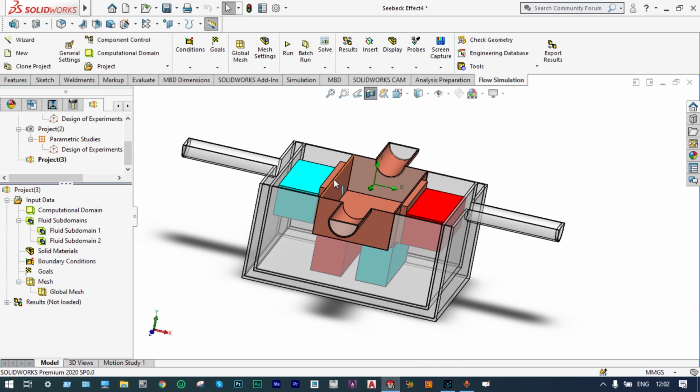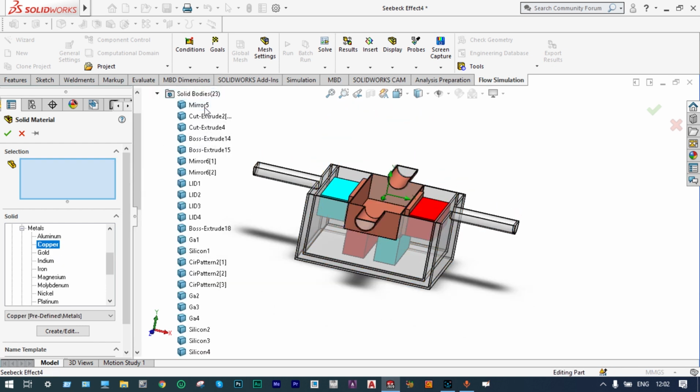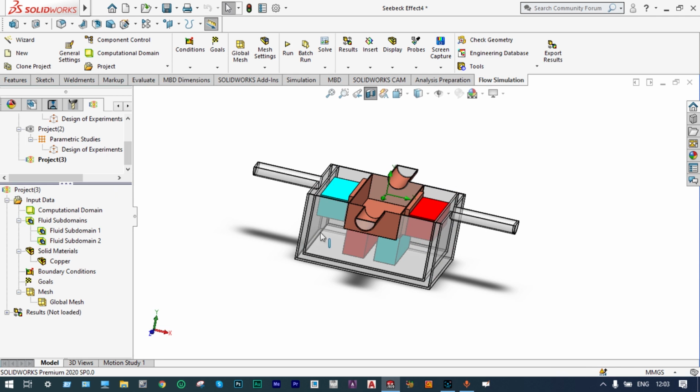Next to that, we have to provide solid materials. Insert solid material. As we are having different types of material, they have to be applied separately. Predefined solids. Initially, you have to apply copper for the hot flue gas container. Let us select the solid geometry. This one, copper is applied.